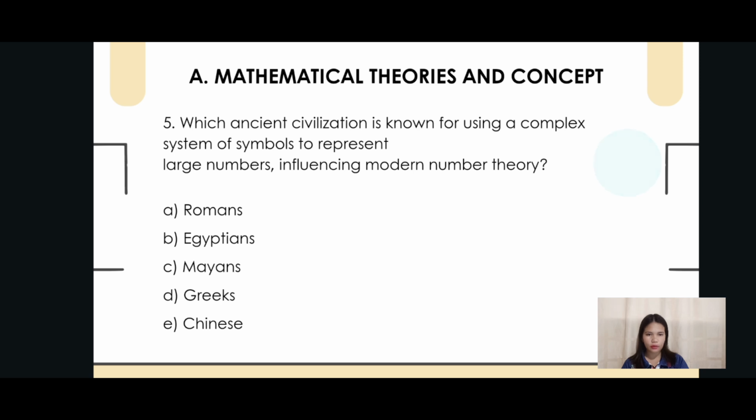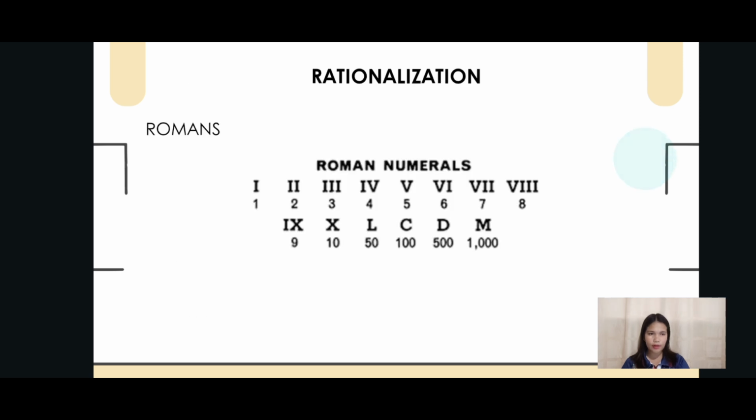Number 5. Which Asian civilization is known for using a complex system of symbols to represent large numbers, influencing modern number theory? Is it the Romans, Egyptians, Mayans, Greeks, or Chinese? The answer is Mayans. We will know later on why. So here, the civilization known for using a complex system is the Mayans. For the Egyptians or Romans, let's have the Romans first.